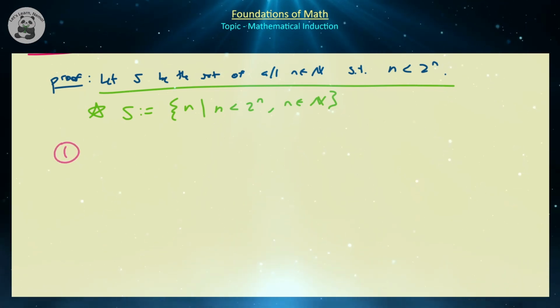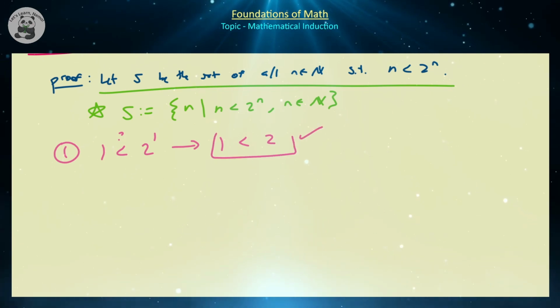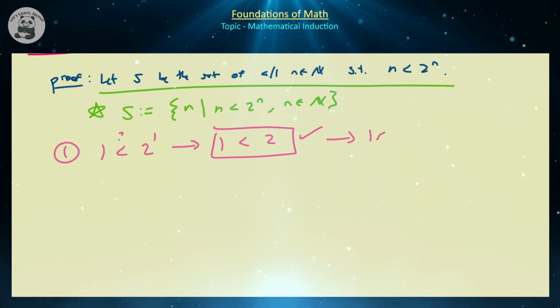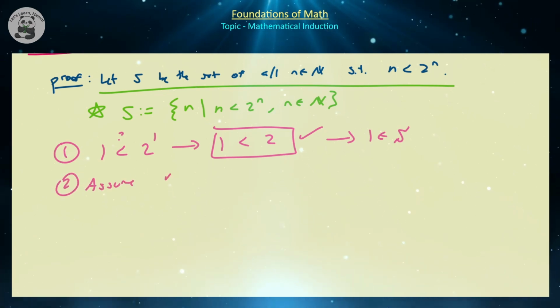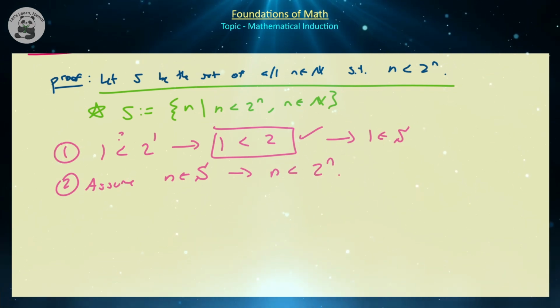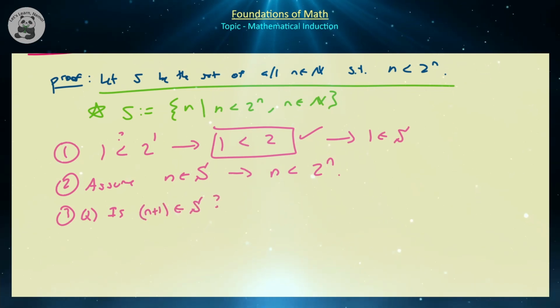So the first thing that we need to see is, does 1 belong to the set? So 1, is that less than 2 to the power of 1? So that's implying that 1 is less than 2, and we already know that that is true. So that means 1 belongs to the set S. So what we're going to do now is we're going to assume that n belongs to the set S, which means we're going to assume that n is less than 2 to the power of n, where n is a natural number. So the question that we need to answer is, is n plus 1 also an element of S?